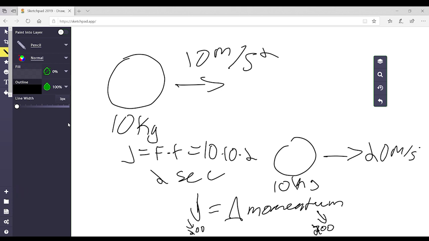So that's pretty much it. In the next video, we might do visualizing impulse on a graph, but that's pretty much it.